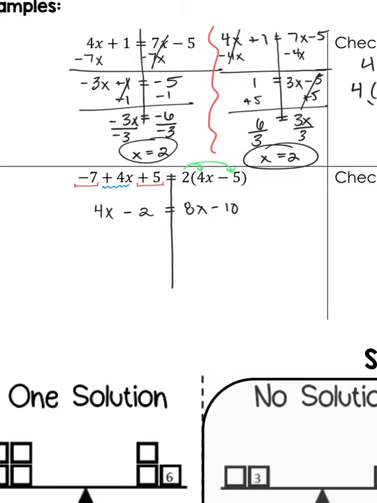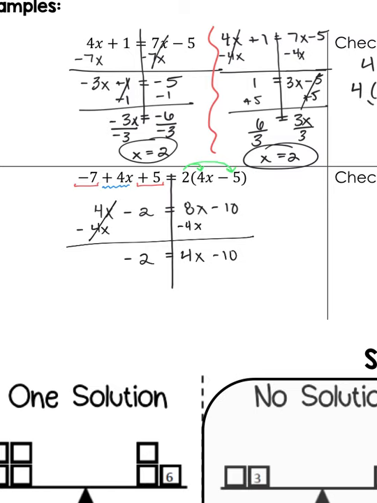So I have variables on both sides, which I don't want. I can either cancel out the 4x or cancel out the 8x. As we saw in the first example, it doesn't matter which one I start with. I just need to choose one. So to try and keep things positive, I'm going to cancel out the 4x. So that means on both sides of my equation, I'm subtracting 4x. 4x minus 4x is 0. I'll bring down my -2, bring down my equal sign. 8x minus 4x is 4x, and I'll bring down -10.